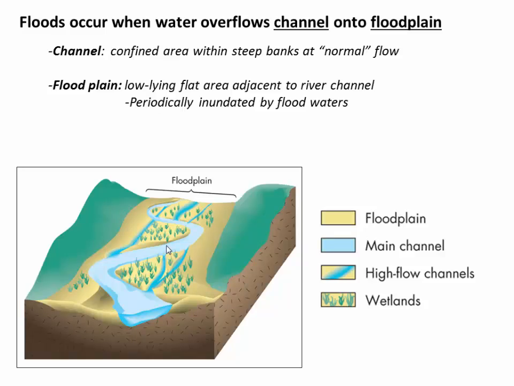So a couple pieces of vocabulary. Floods occur when water in a river spills out of the main channel and onto the floodplain. Okay? The main channel is usually defined as this area between the steep banks, and beyond those steep banks is the floodplain, which is a low-lying flat area immediately adjacent to the main channel. And so of course, periodically during floods, waters spill out of the channel and they inundate the floodplain.